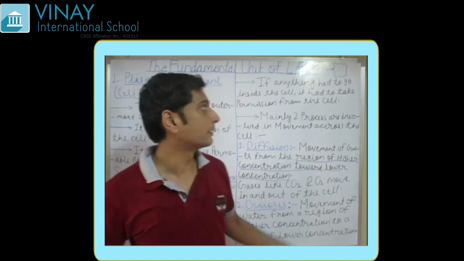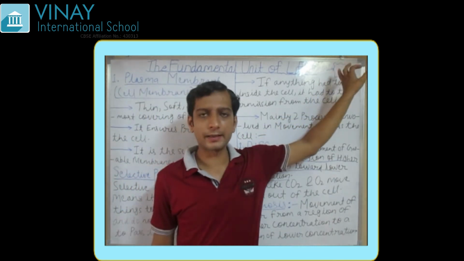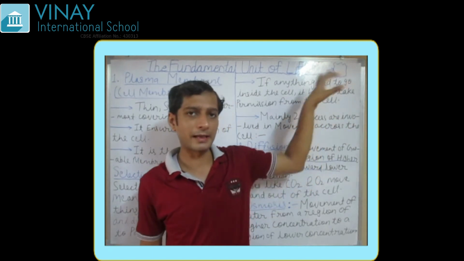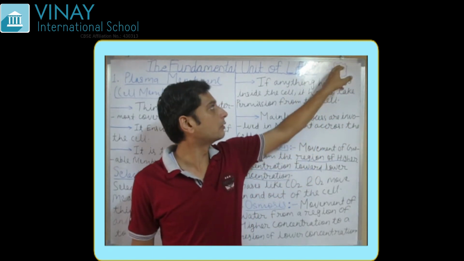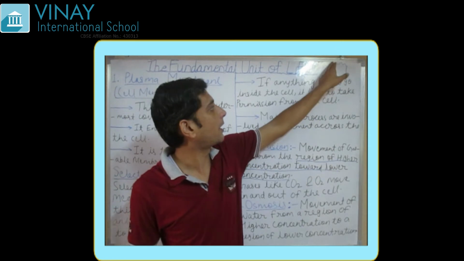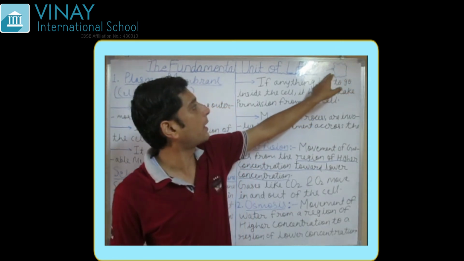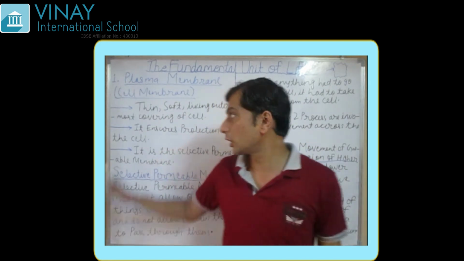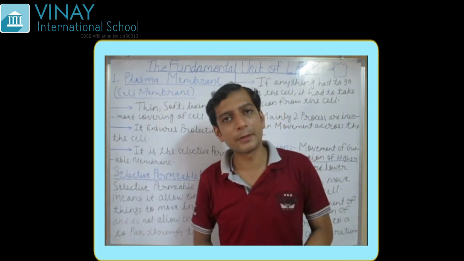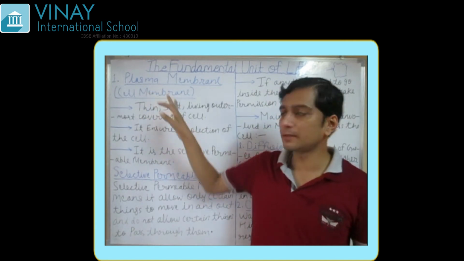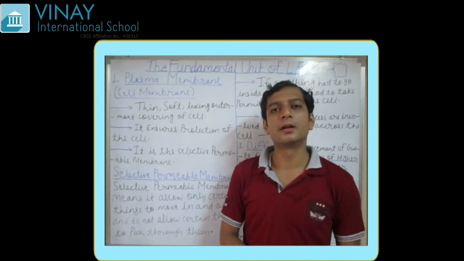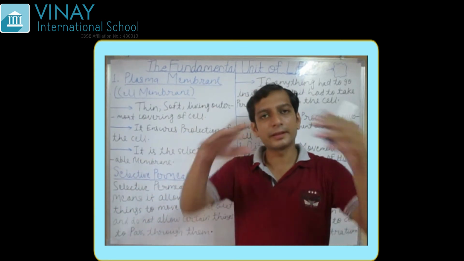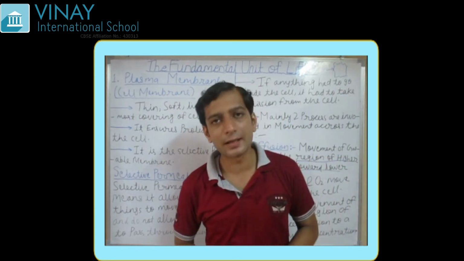Before moving on, just see a rough diagram. This is a rough diagram, not an actual diagram; I have just drawn it roughly. The outermost part, this blue line, is your plasma membrane or the cell membrane. This is the outermost covering of the cell.